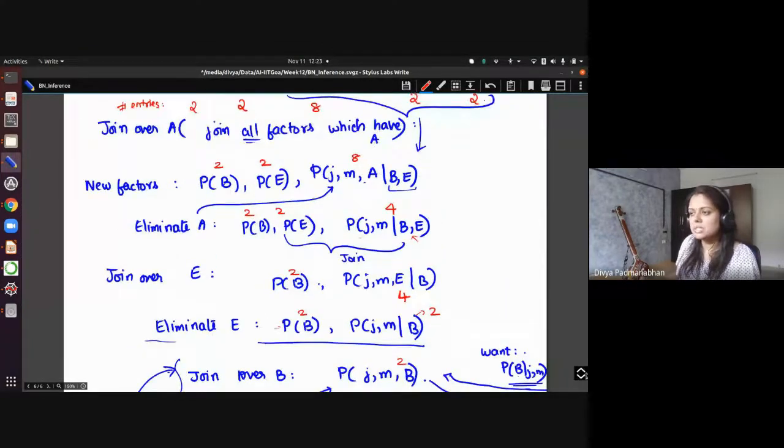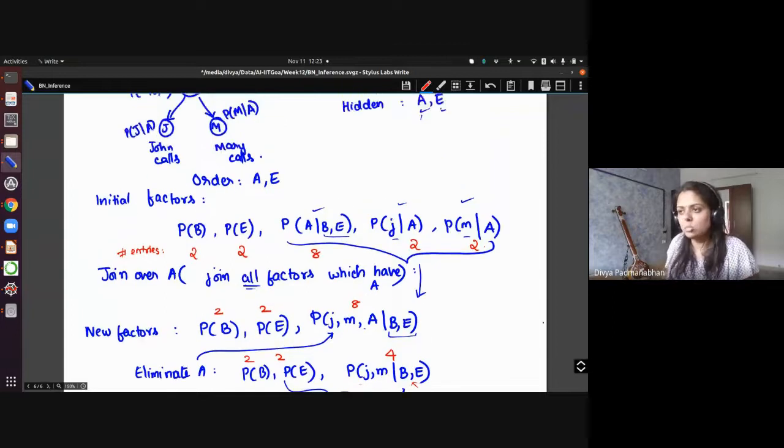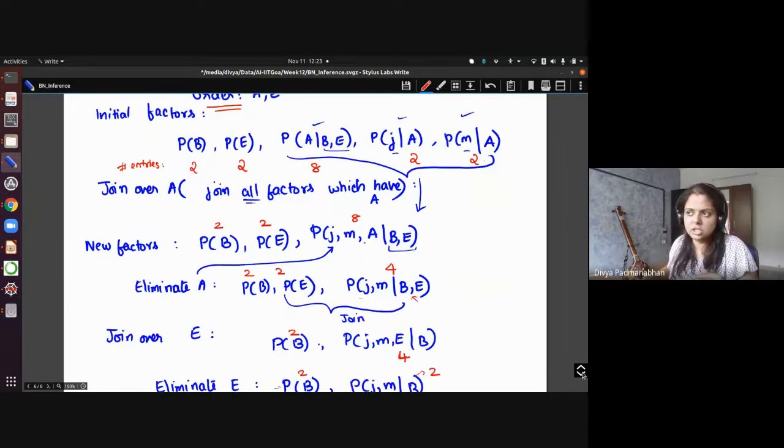So the maximum table size, these are the table sizes, and this is what actually decides the complexity of variable elimination. So there is also this order which is tied to it. Now what I want you to see is, if you do it with E and A, when you do this variable elimination, also try to see the size of the factors. Is there any difference? That's something you should also do.